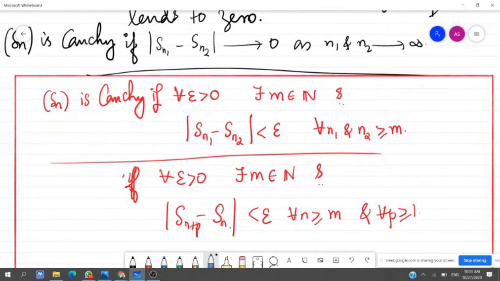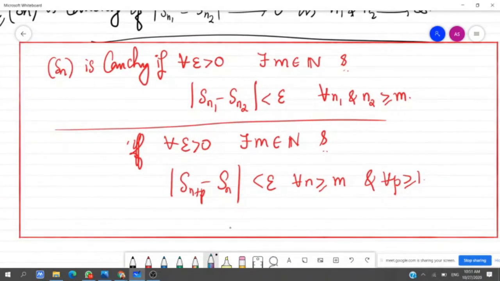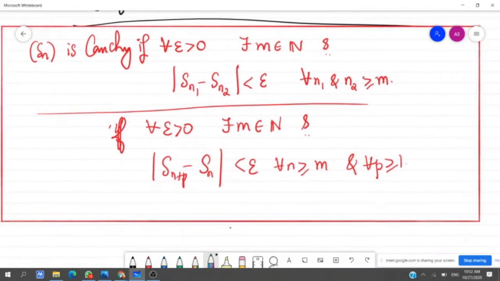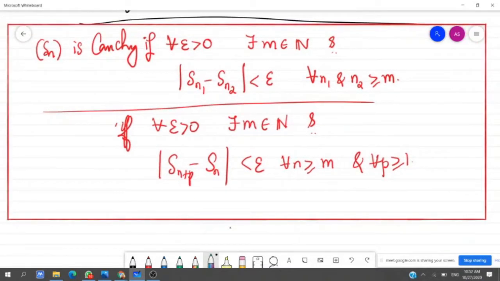Equivalently, we can say that the sequence is Cauchy if and only if for every epsilon greater than 0 there exists a stage m such that the modulus of Sn plus p minus Sn, the nth term Sn and the terms after the nth term, Sn plus p for all p greater than or equal to 1, the distance between these terms is less than epsilon after the mth term. So these are the equivalent definitions of Cauchy sequence.